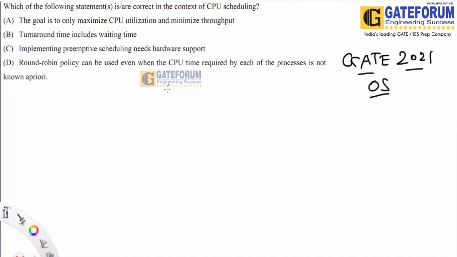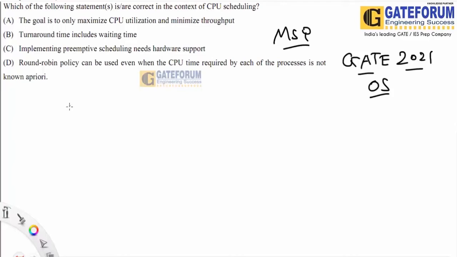The question is pretty simple. Which of the following is correct related to CPU scheduling? It is an MSQ question, so we need to check all the options. The first option says the goal is to only maximize the CPU utilization and minimize the throughput.